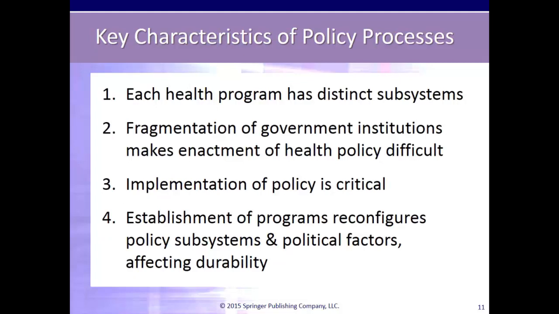One of the objectives of this course is to understand the dynamics of the policy process and analyze policy decisions. The text describes four key characteristics of the policy process. The first is that each health program or problem related to health and healthcare has a distinct policy subsystem. The policy subsystem is really the group of policy stakeholders who have a vested interest in the policy problem and are interested in shaping that policy to achieve specific goals. As part of this course, you will be analyzing specific healthcare problems and identifying the subsystem or stakeholders.